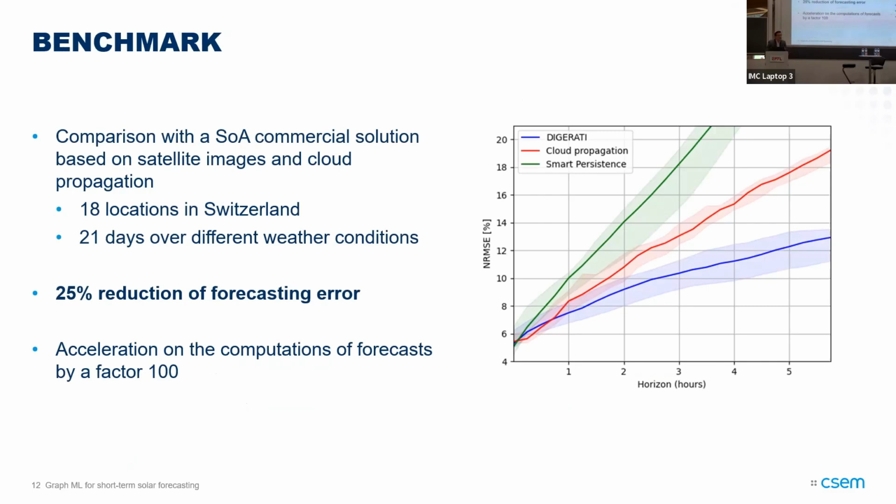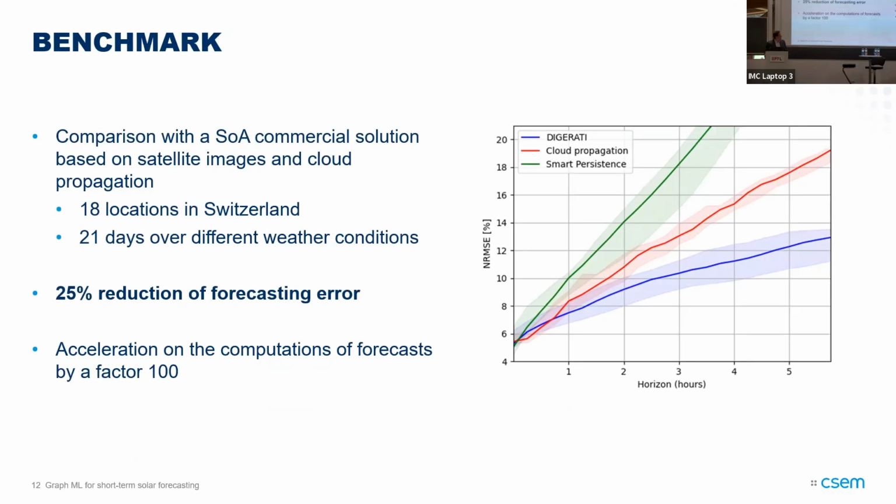Now, we also benchmarked this solution against a commercial solution based on satellite images and cloud motion vector tracking. This benchmark was made on 18 locations in Switzerland, distributed across different zones and climates, and also made over 21 days, representative weather days for 1 year across the 4 seasons.